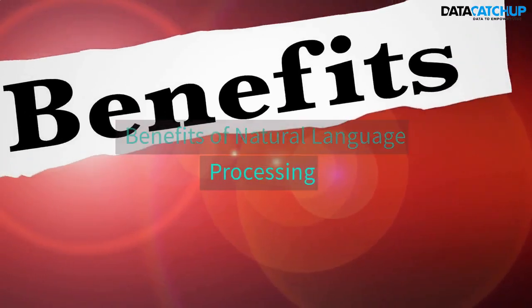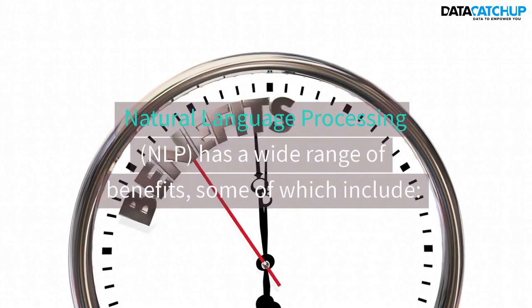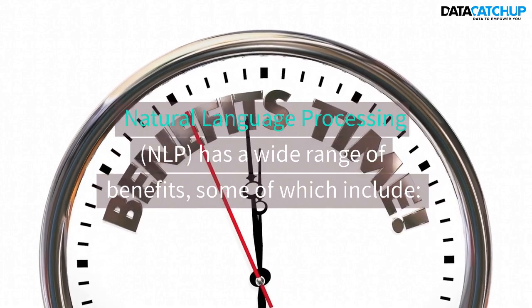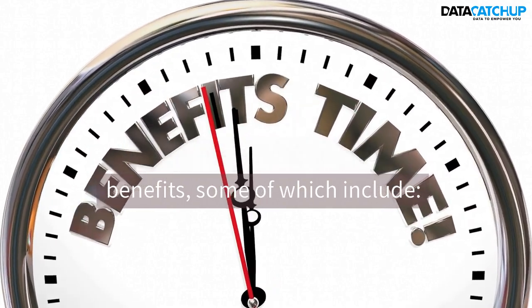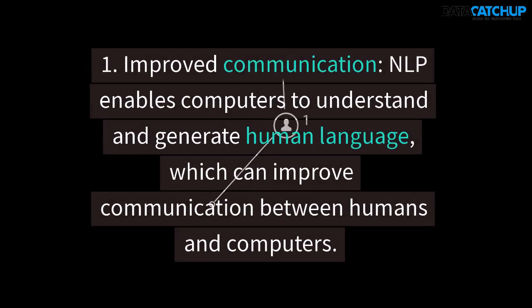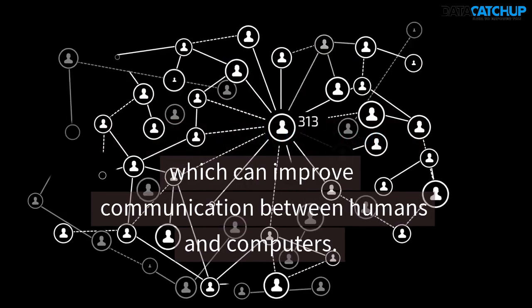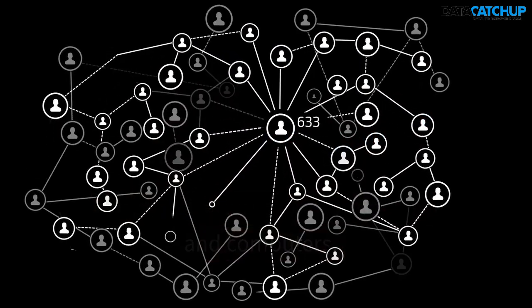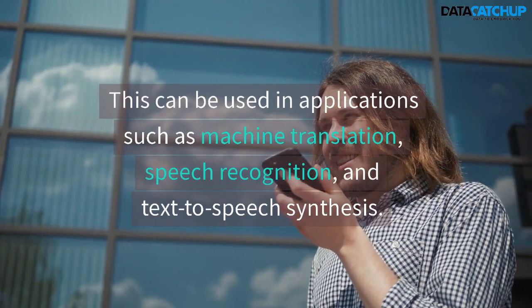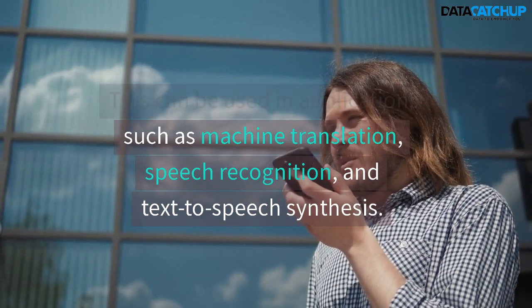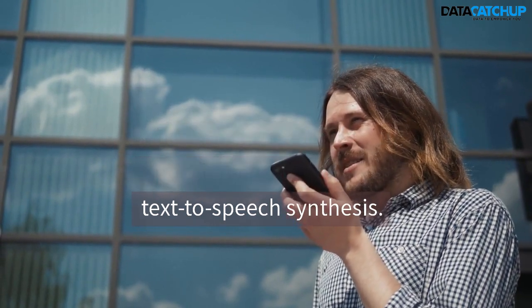Benefits of natural language processing. Natural language processing, NLP, has a wide range of benefits, some of which include: 1. Improved communication. NLP enables computers to understand and generate human language, which can improve communication between humans and computers. This can be used in applications such as machine translation, speech recognition, and text-to-speech synthesis.